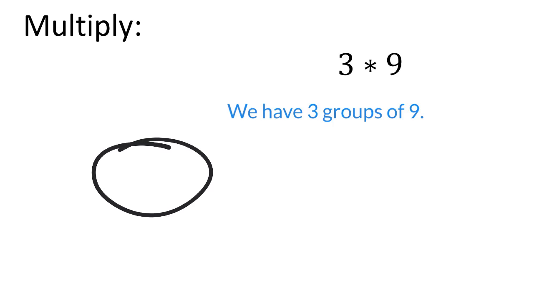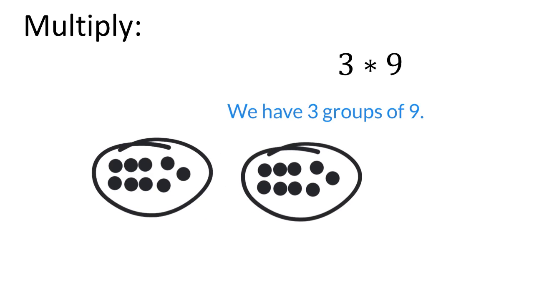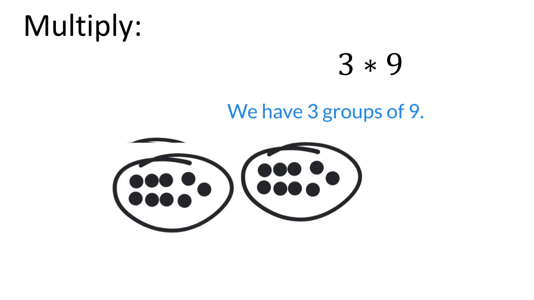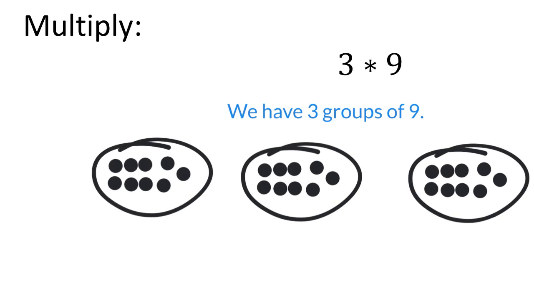1, 2, 3, 4, 5, 6, 7, 8, 9. Well, we need 3 of those, right? So there's one group of 9. Let's get ourselves another group. There's another group. And let's do another group. Gotta use the right tool here. There we go. So 3 groups of 9, right?